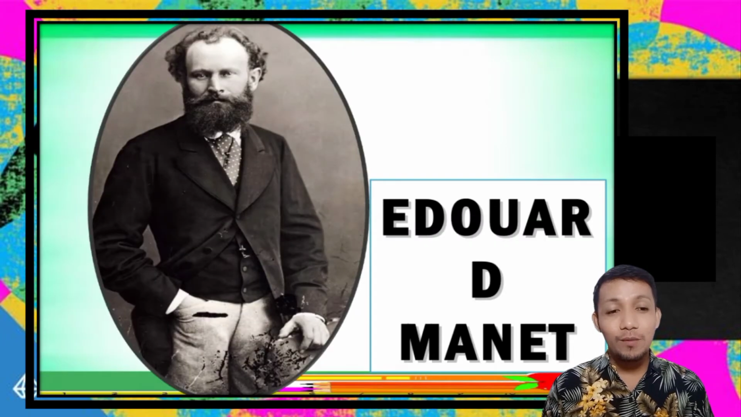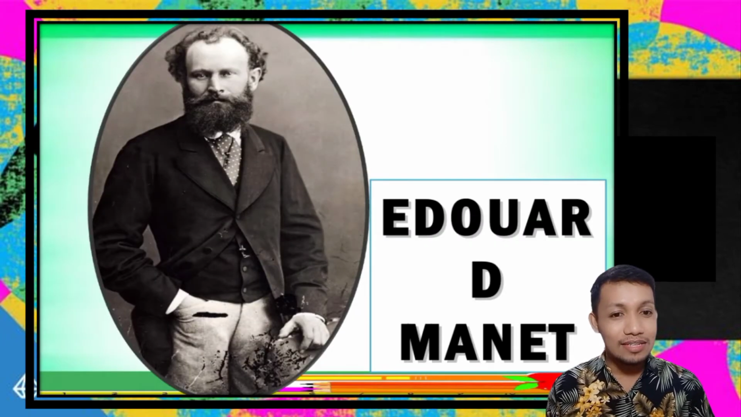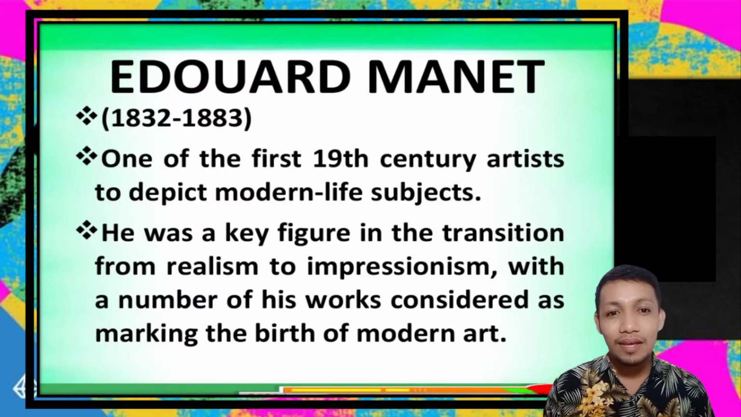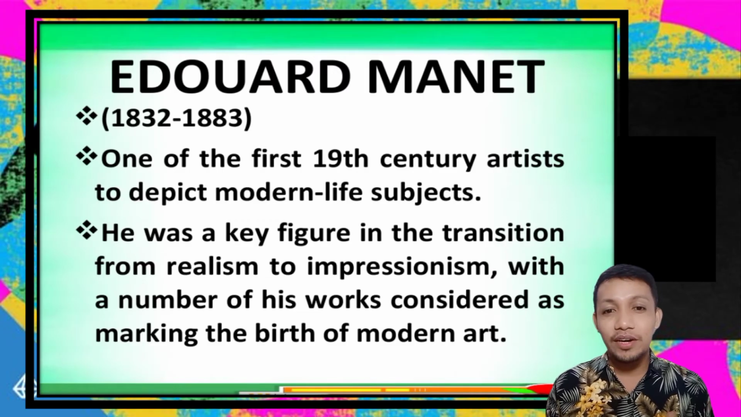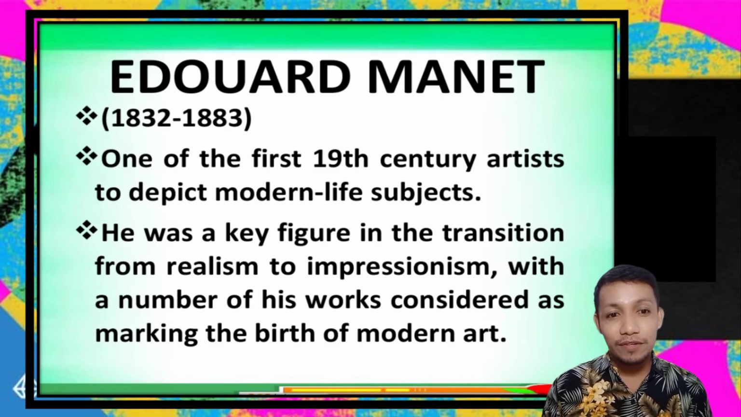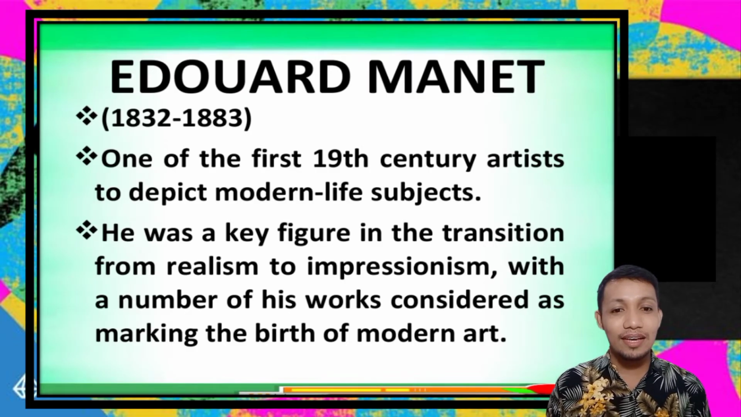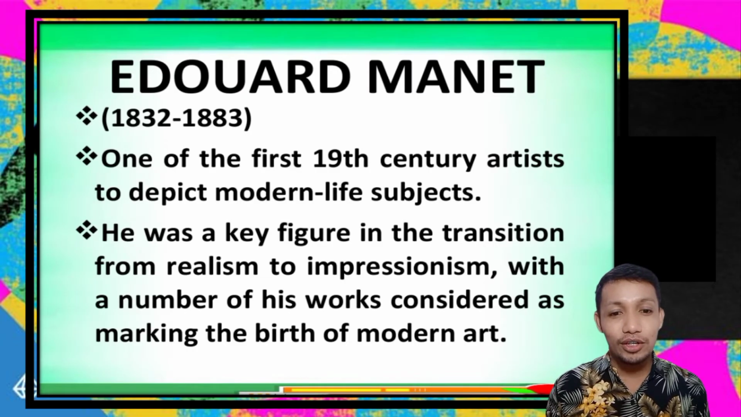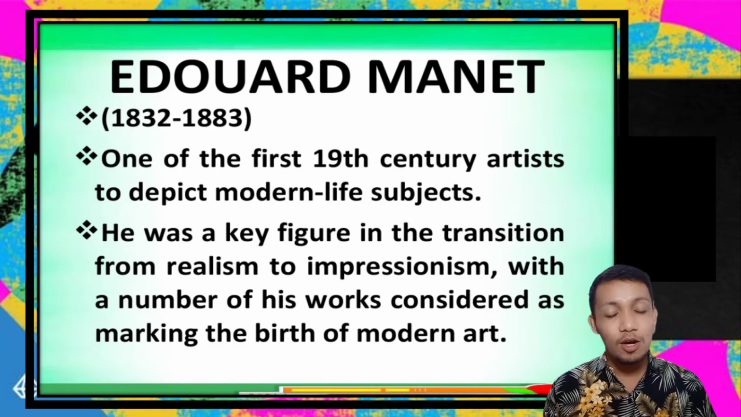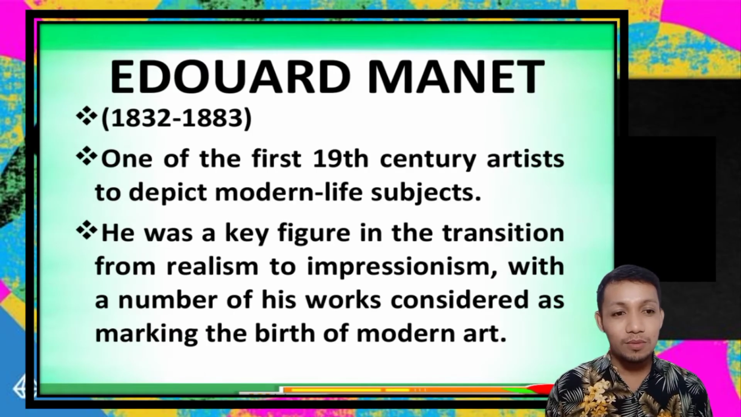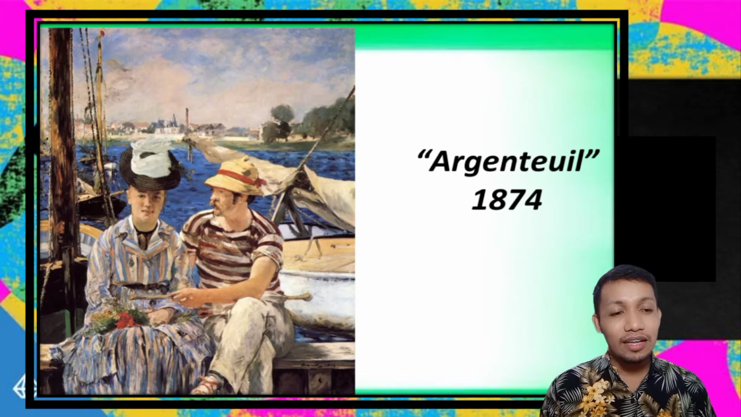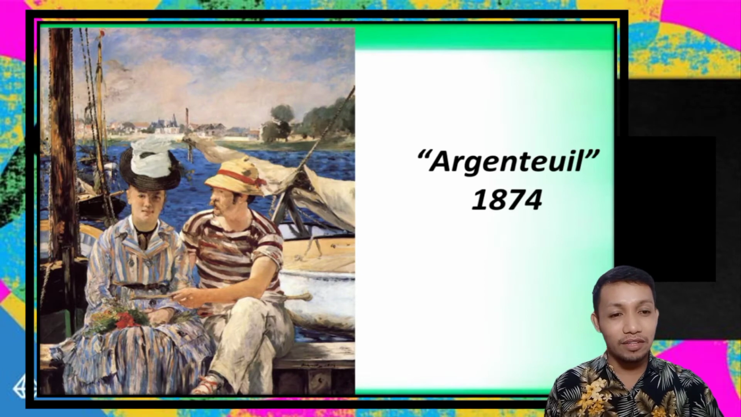Aside from Claude Monet, we also have Edouard Manet as an artist of Impressionism. Edouard Manet was born in the year 1832 and died in the year 1883. He was one of the first 19th century artists to depict modern life subjects. He was a key figure in the transition from Realism to Impressionism, with a number of his works considered as marking the birth of modern art. One of his works was Argenteuil and was painted in the year 1874.